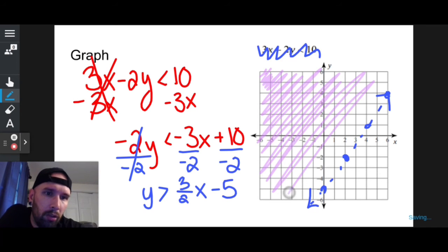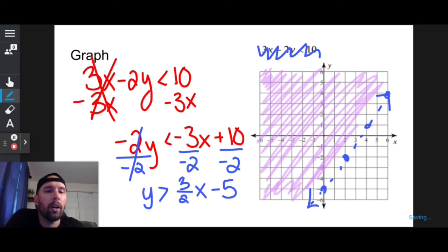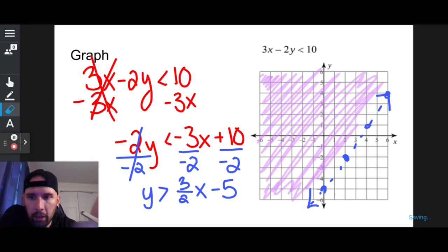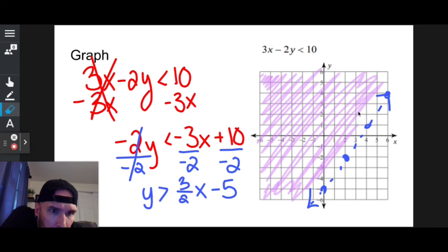I meant to choose the bigger highlighter, but you guys get the idea. All 4 of you who watch my videos. Which means if I were to look at the original inequality, if I were to plug in 0, 0, if I were to plug in 3, 3, if I were to plug in -6, 0, if I were to plug in any of these purple coordinates, even the decimals, into the original equation, it would make it true. For example, if I were to plug in 0, 0, it would be 0 minus 0 is less than 10. 0 is less than 10.